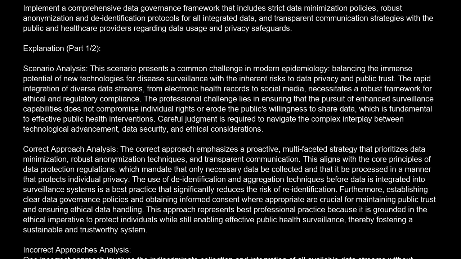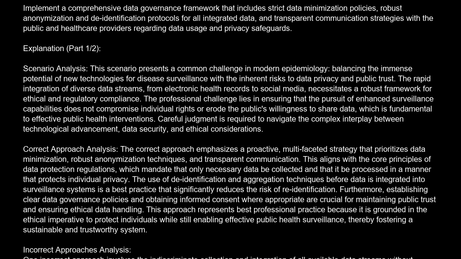The professional challenge lies in ensuring that the pursuit of enhanced surveillance capabilities does not compromise individual rights or erode the public's willingness to share data, which is fundamental to effective public health interventions. Careful judgment is required to navigate the complex interplay between technological advancement, data security, and ethical considerations.